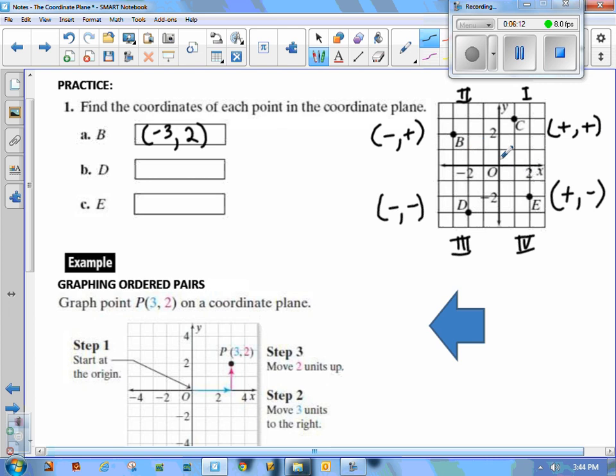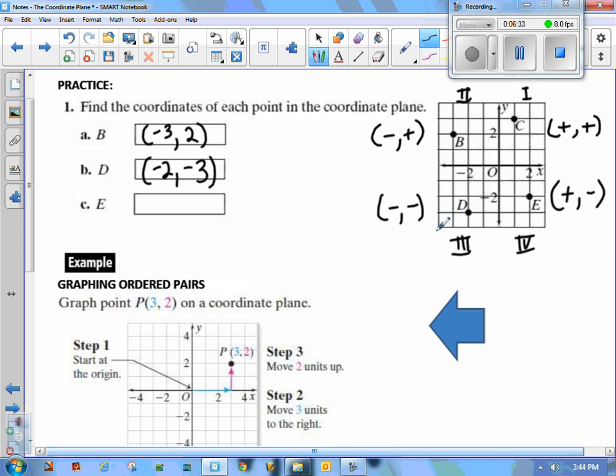Point D, again, we're starting at the origin. The origin's beginning. We're always going to start there. And to find D, it looks like it's out here in quadrant 3, so we know we're going to have negative, negative, which means we're going to go to the left and down. So we go to the left, negative 2, and we're going to go down, count 1, 2, 3 units, negative 3 units.